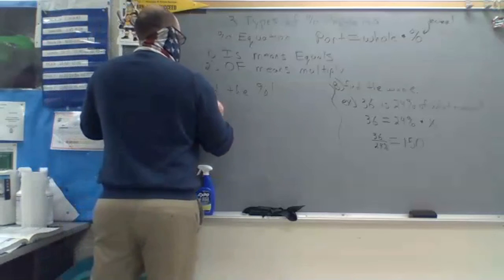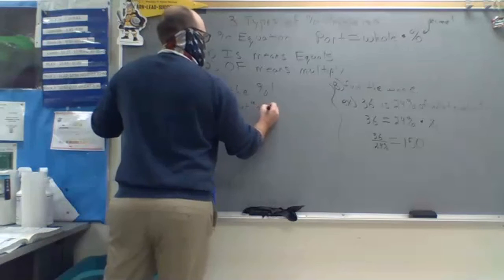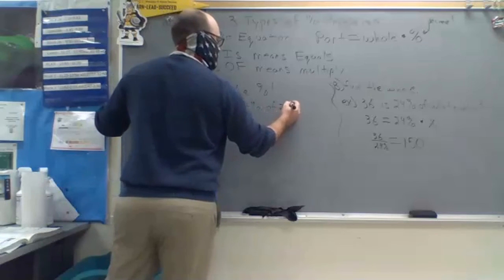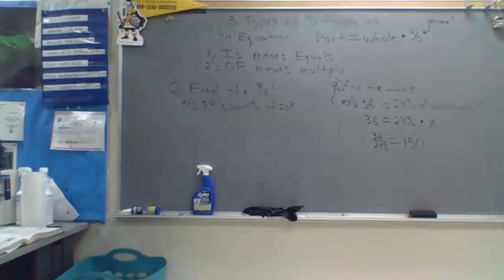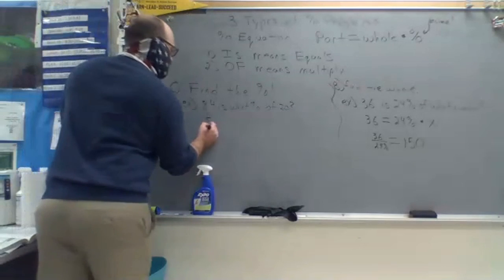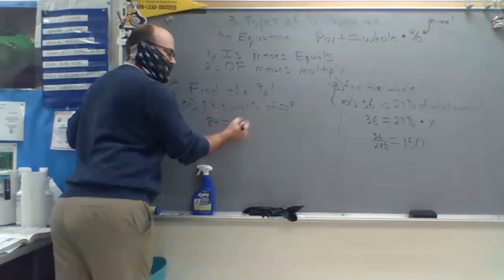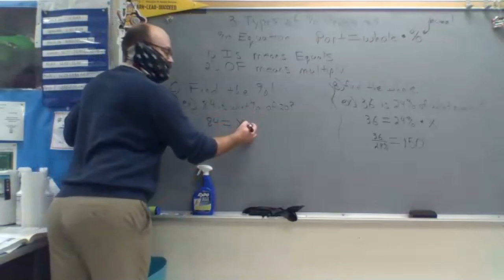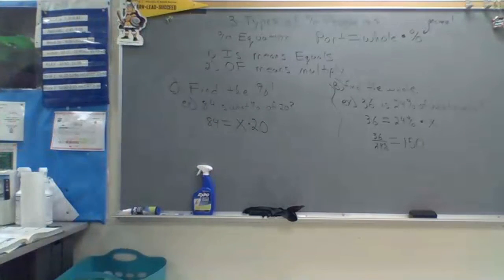All right, 84 is what percent of 20? Once again, we know is means equals and of means multiply. We don't know what the percent is, so that's going to be our x. So 84 equals x times 20.